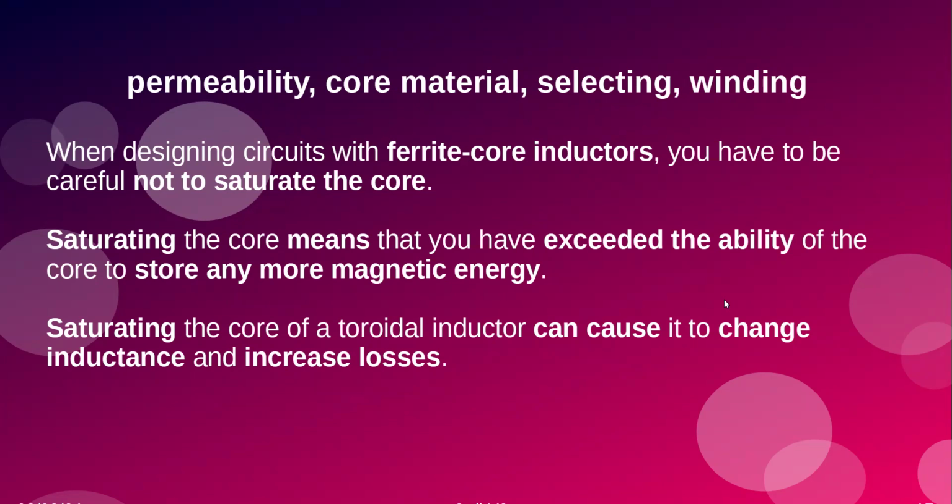Also, if you're using it, and we'll get into the transformer, if you're using it as a transformer where you're depending on coupling between the primary and secondary turns, as the permeability decreases, you get less coupling, so it affects the efficiency of the transformer. And it can also generate some harmonics.